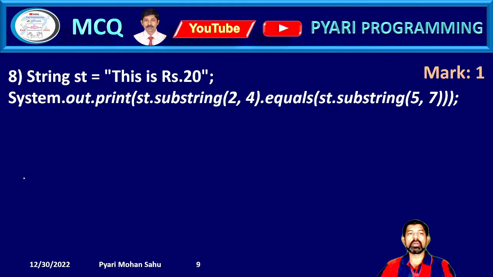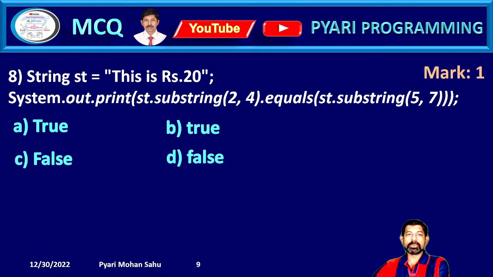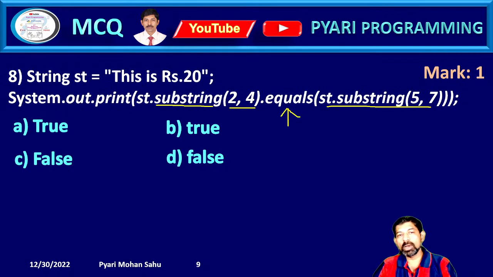Next question is in front of you. String st is equal to, this is rs20, system.out.print. Now we have these options. Now I am using substring with two parameters available over here. In between I am using the equals operator, and this side also substring. Now we know the equals operator returns the result in the form of either true or false. So your answer will come in true or false only.